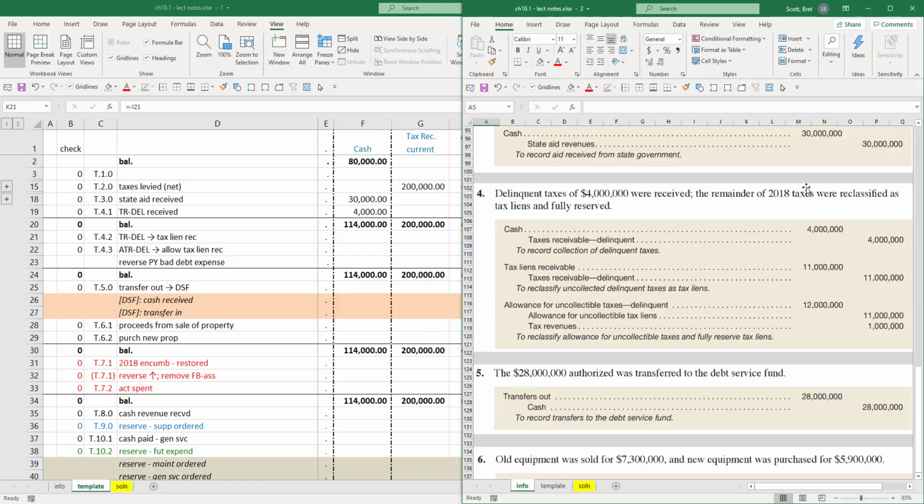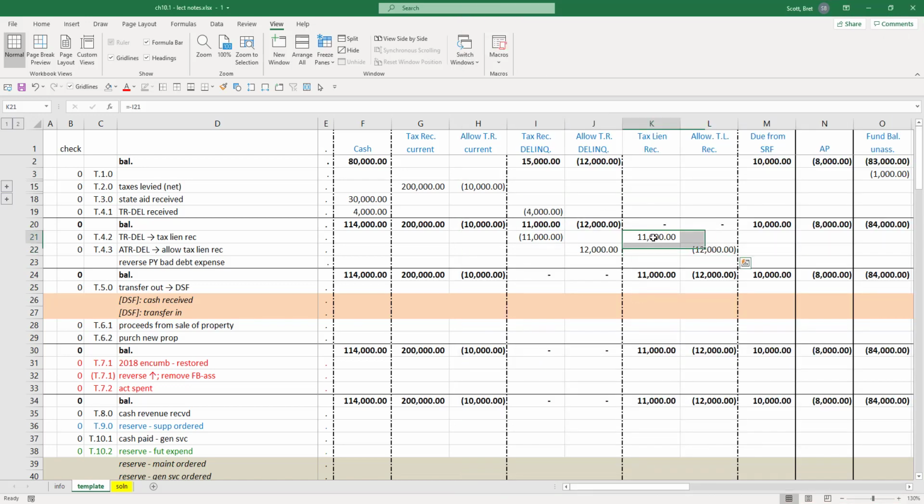Well, they tell us in the information above that the tax liens receivable should be fully reserved, meaning that we don't expect to collect any of this 11 million. So the fact that I have 12 million here means I've over-reserved. I should only have 11 million as the allowance to completely offset the 11 million of the tax lien receivable. So how do I make this credit go from 12 to 11? I need a $1 million debit. And when I do that, let me adjust my sums here a little bit, I'm going to see that the net of those is now 0.